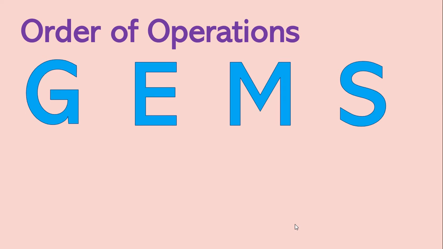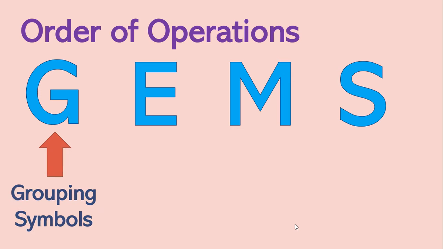In solving equations or expressions, you always want to be sure that you are using GEMS to help solve the equation. GEMS tells us which operation to solve first in the equation. The G stands for grouping symbols. So if you see parentheses or brackets in your equation or expression, you should solve whatever is inside those parentheses first.